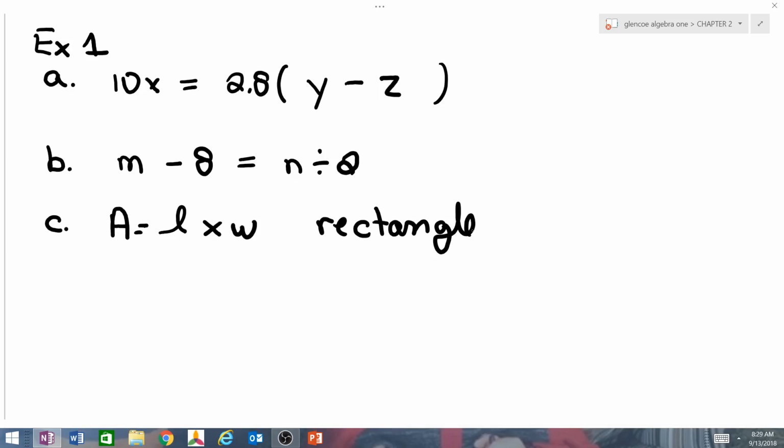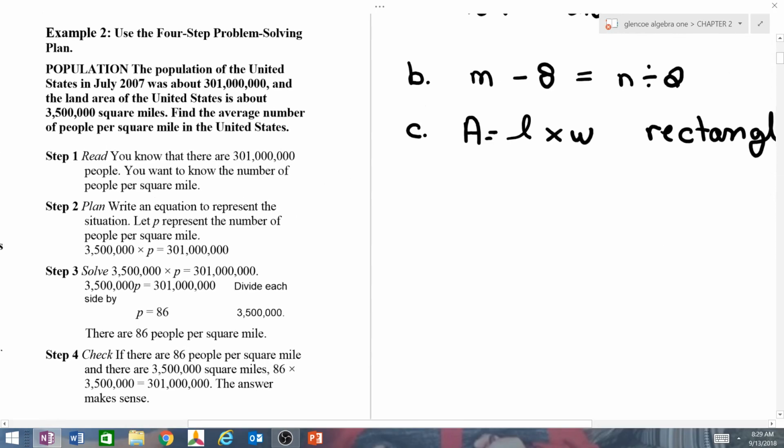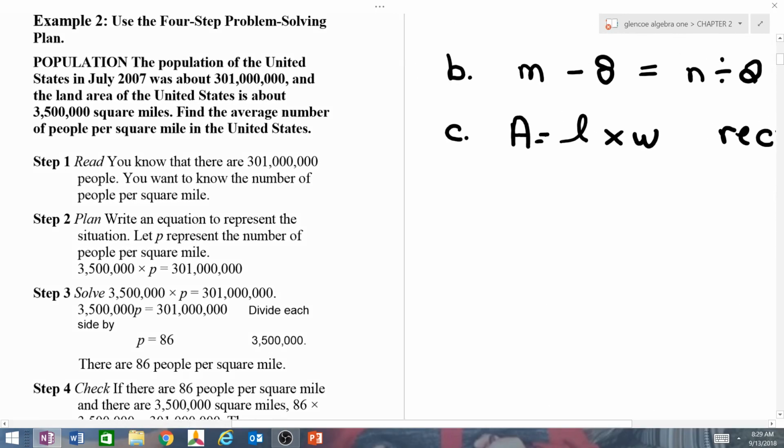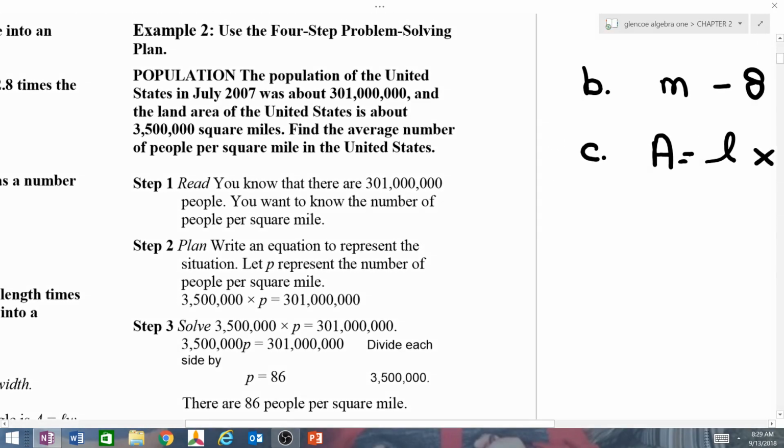In example number 2, we are going to use the 4-step problem solving plan. So let's just go ahead and look at it. Use the 4-step problem solving plan. The population of the United States in July of 2007 was about 301 million. And the land area of the United States is about 3,500,000 square miles. Find the average number of people per square mile. So we want people per mile.